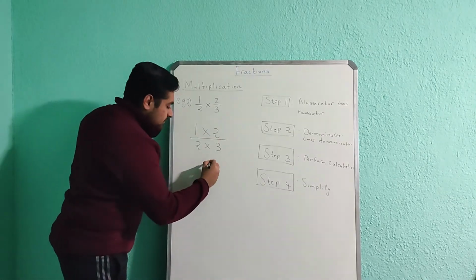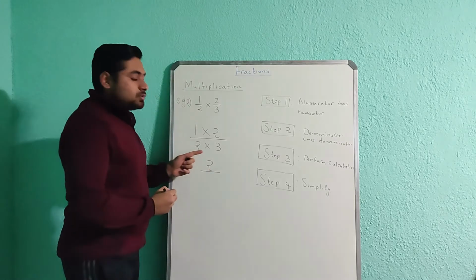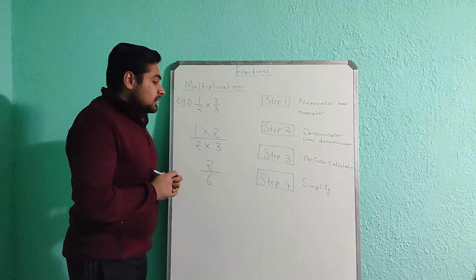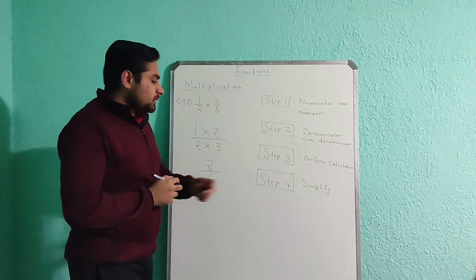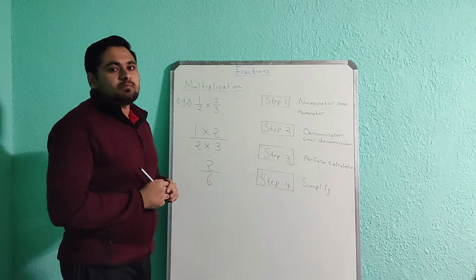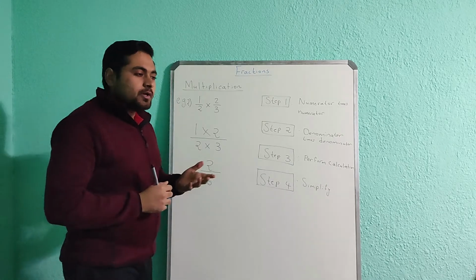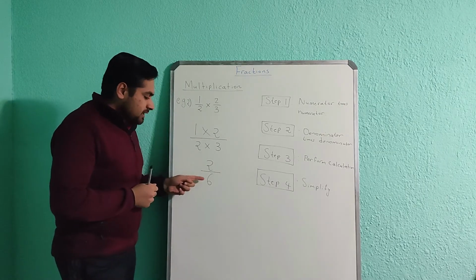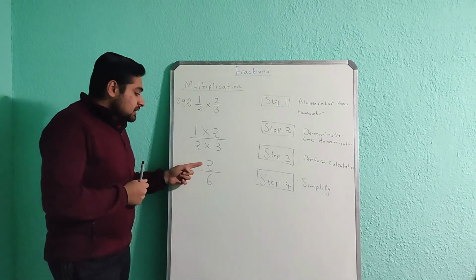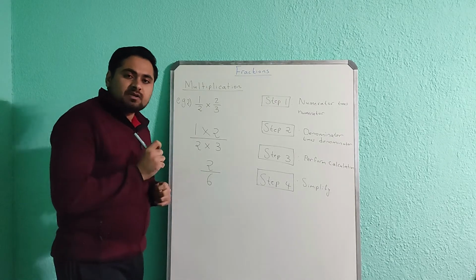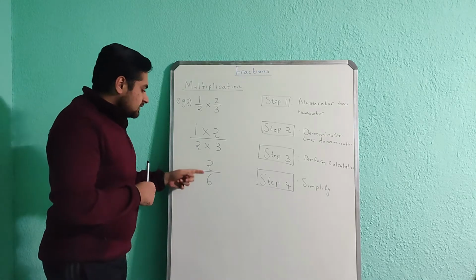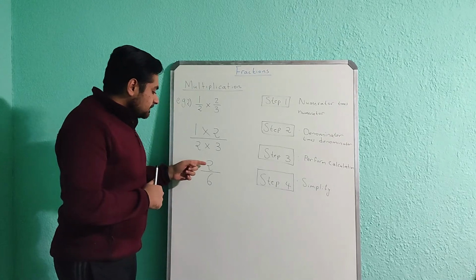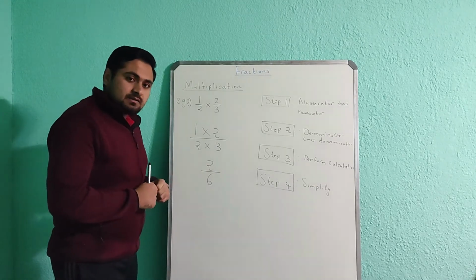So what is 1 times 2? It's 2. And what is 2 times 3? That's 6. Now in this case, this is not in its simplest form, so we need to simplify further. You must be thinking, how do I know if I need to simplify further or not? If you look at the numerator and the denominator, you can see these two are both even numbers, so there should be a number that can go into 2 as well as 6.